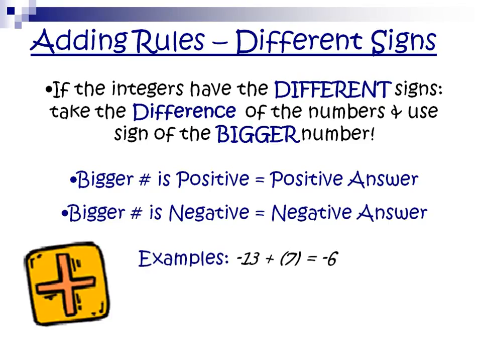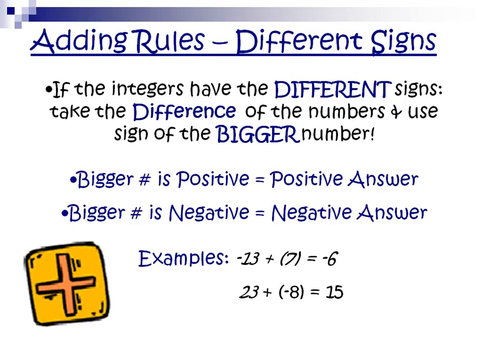For example, negative 13 plus 7. Now, the 13 is the bigger absolute value number. Because it is negative, our answer is negative. And because we're dealing with different signs here, because 13 is negative and 7 is positive, we should subtract these two numbers and keep the sign of the higher number, or the bigger number.